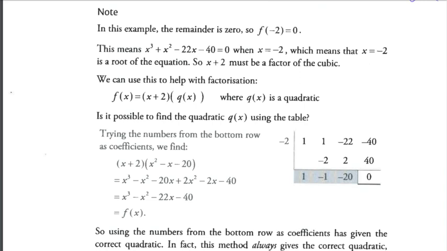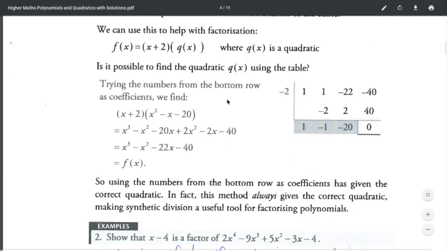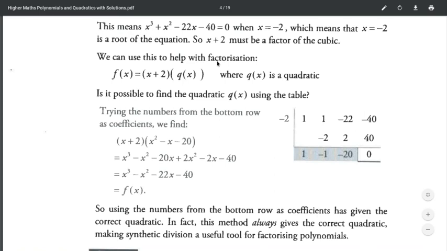So if that's a root, then x plus 2 must be a factor of the cubic. And if x plus 2 is a factor, then we can factorize the cubic, because these values here, 1, negative 1, and negative 20, can be used to find the coefficients of the remaining factor. So f of x would become x plus 2, x squared minus x minus 20. Again, they come from here, and we're going to do quite a few examples on this in a minute.